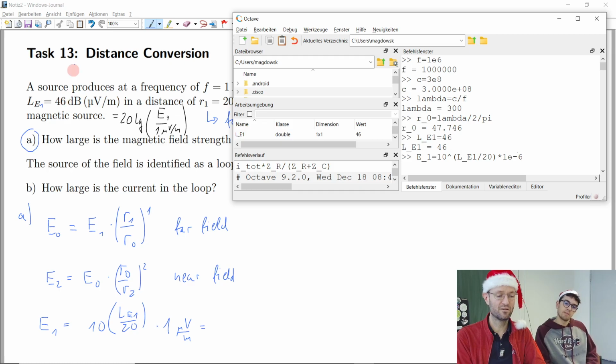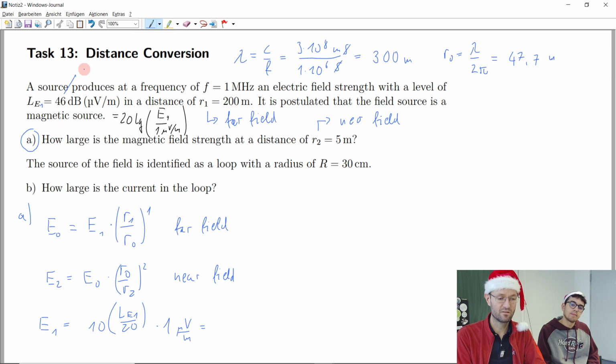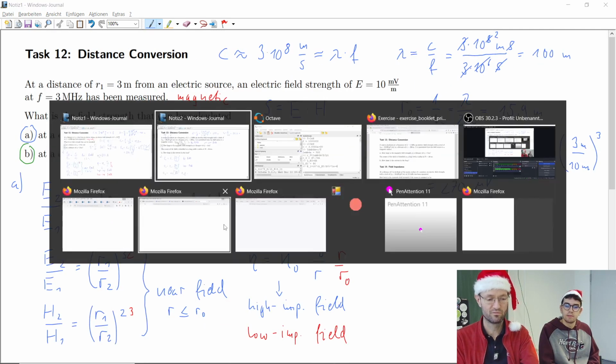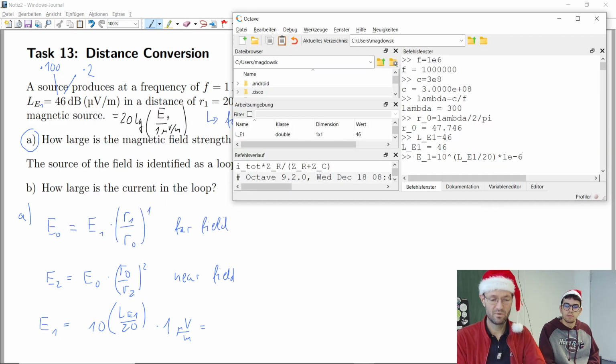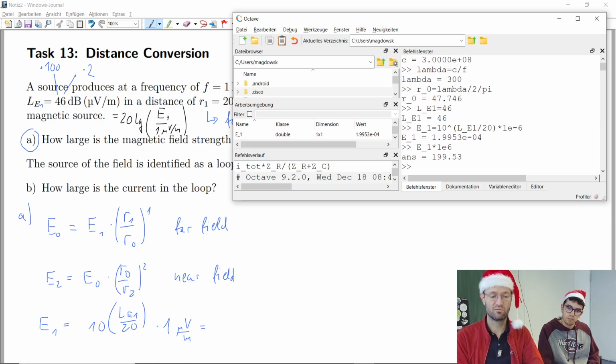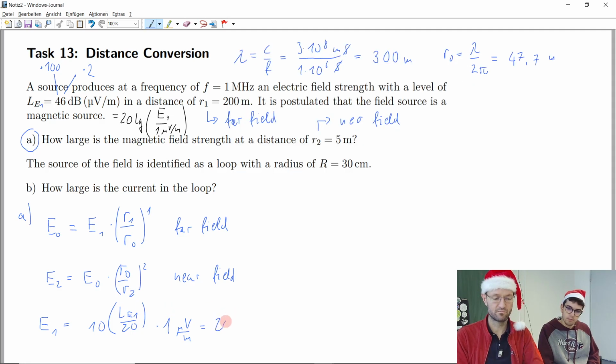So 6 dB means a factor of 2. If I write it like this, 6 dB means multiplied with 2, and 40 dB means multiplied with 100. So at the end, it should be 200. What we calculate here should be 200, not exactly, because it's not exactly 2, but approximately. And as you can see, we get 200 microvolts per meter. If I take this E1 and multiply it with 10 to the power of 6, we get 200 microvolts per meter.